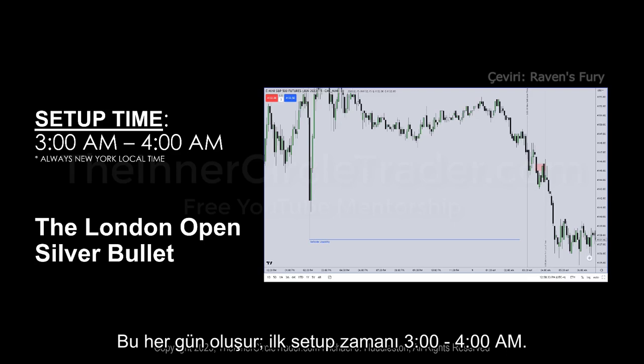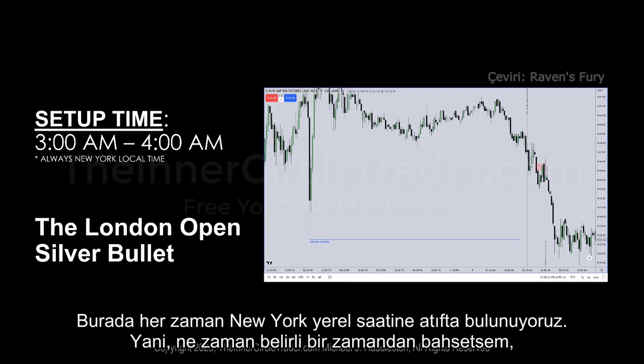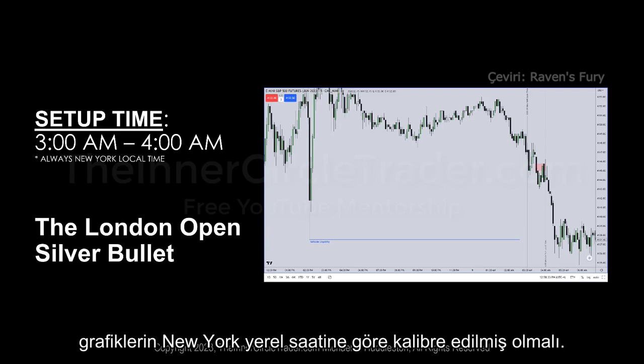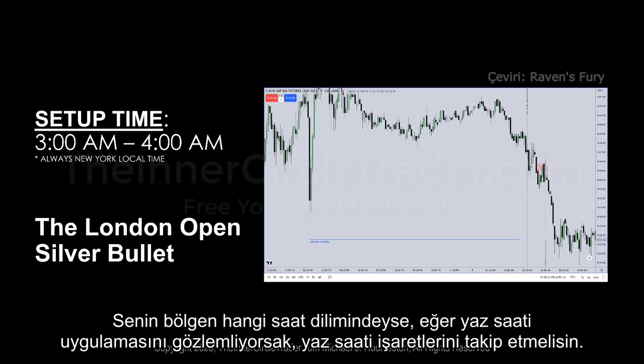First setup time is 3 a.m. to 4 a.m. Now, we're always referring to New York local time. So whenever I'm referring to a specific time, whether it be a window of time or a very specific time of the day, you have to have your charts calibrated to New York local time. Wherever that is, whenever that is, in your area.